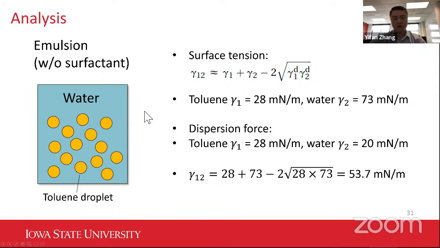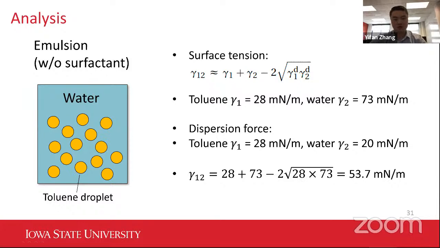So in the last part, I will put in some analysis of this system. First, I calculated the surface tension between the toluene droplets and the water in the situation without any surfactant. This model comes from chapter 17 in our textbook. For two immiscible liquids, the surface tension will be the sum of the surface tension of each single phase minus the contribution from the dispersion force. The final result should be about 53.7 milliNewton per meter.